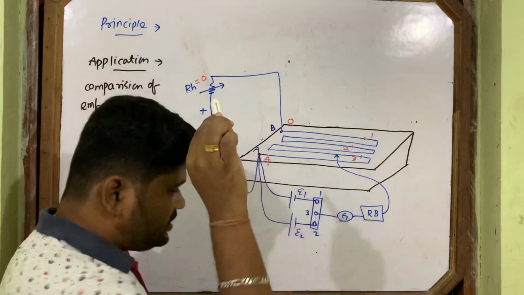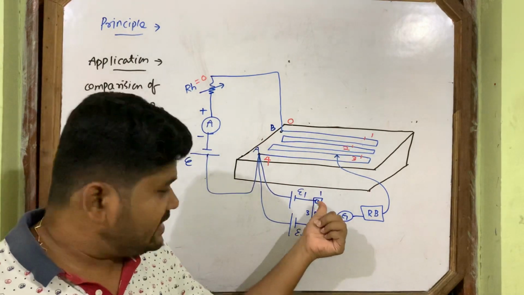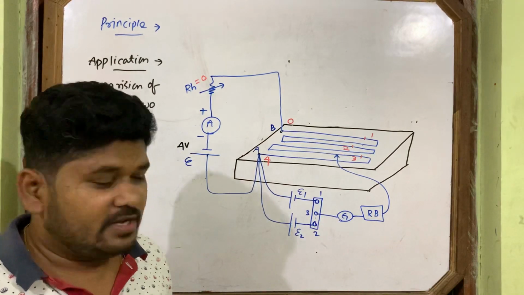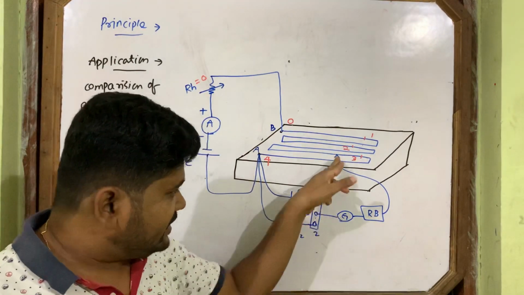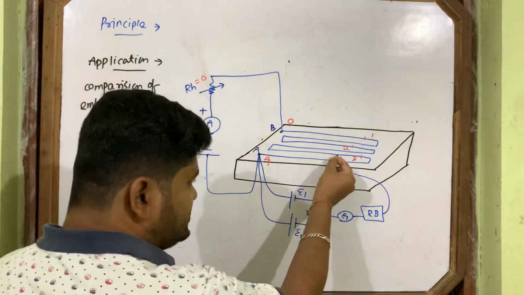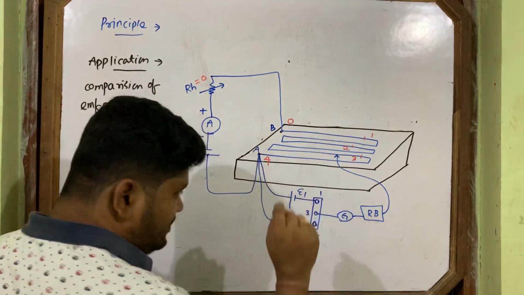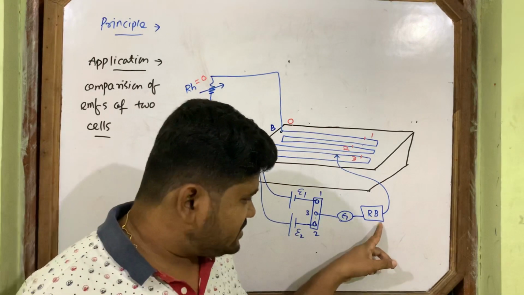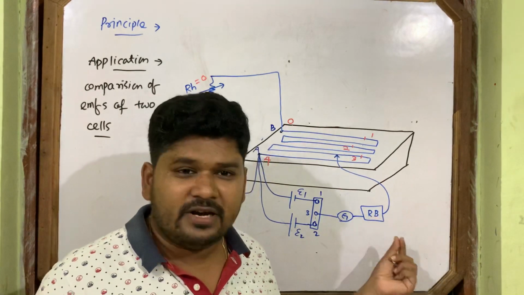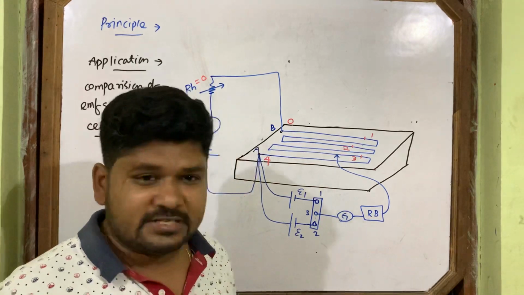You now put the knob here. 1 is connected to 3. Okay. If 1 is connected to 3, then now the jockey is here. You bring the jockey. And I am telling you about the resistance box. From the resistance box, you take out 500 or 1000. I will tell about this resistance box later.